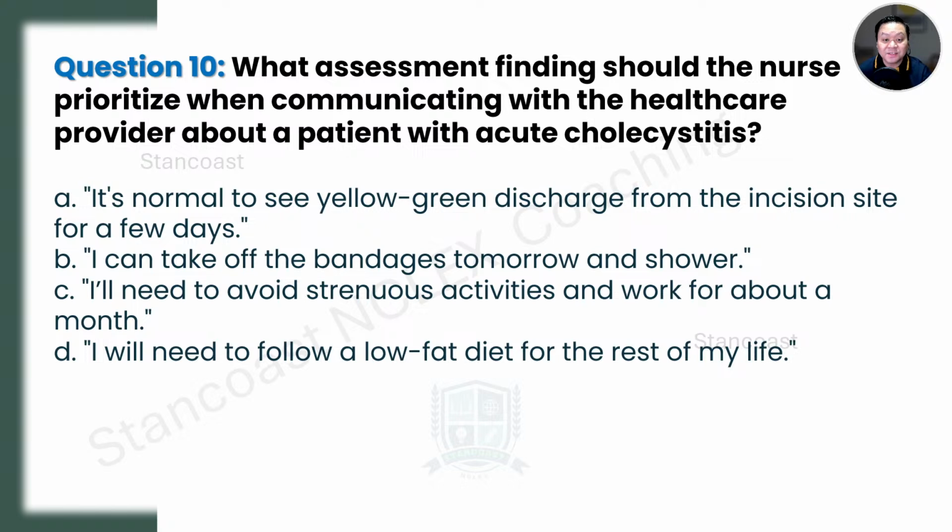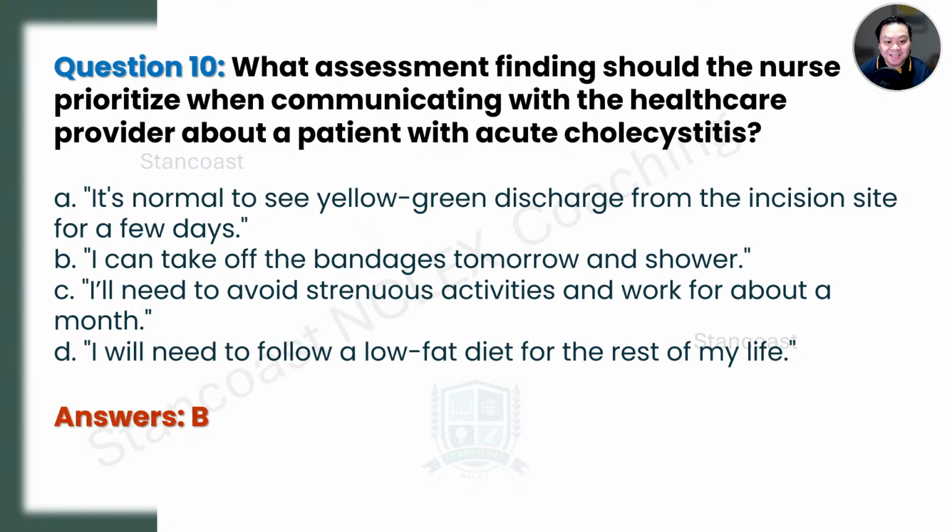The correct answer here is letter B, because after cholecystectomy, specifically the laparoscopic type, the patient can typically remove the bandages and shower within 24 hours. And the small incisions that are used as entry points for the instrumentation can heal quickly, and there are minimal restrictions on daily activities after this procedure. Now, if you selected letter A, it's normal to see yellow-green discharge from the incision site, this is incorrect. This is a sign of leakage, and this is something that you should report right away.